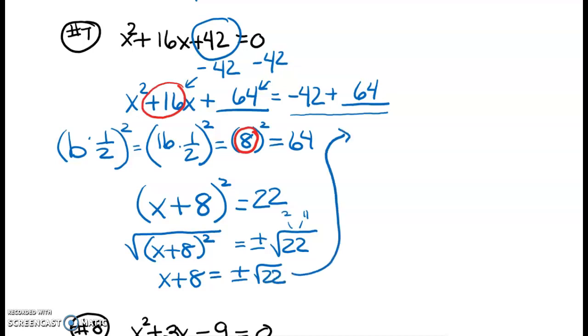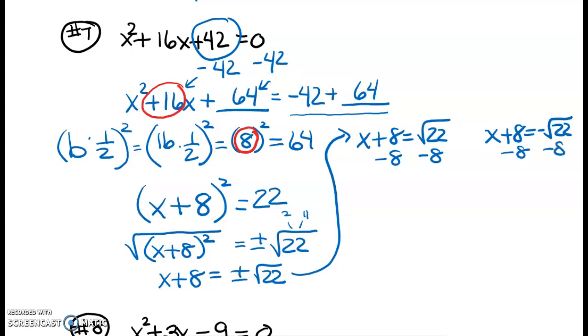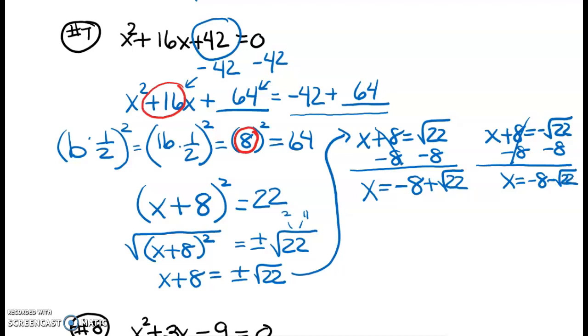And when I set up my two equations, I get x plus 8 equals the positive square root of 22, and x plus 8 equals the negative square root of 22. To solve and get x by itself, I need to subtract 8 from both sides. And remember, the square root of 22 and -8 are not like terms, so we can't really subtract them. We always put our number first. We had a -8 and a positive square root of 22. We have a -8 and a negative square root of 22. So we still end up with 2 solutions.